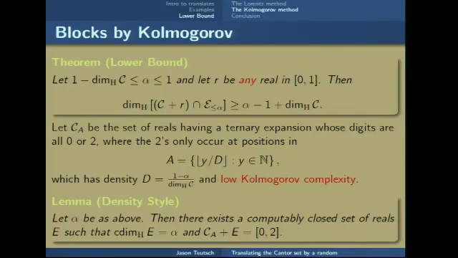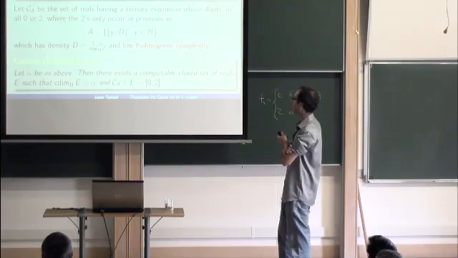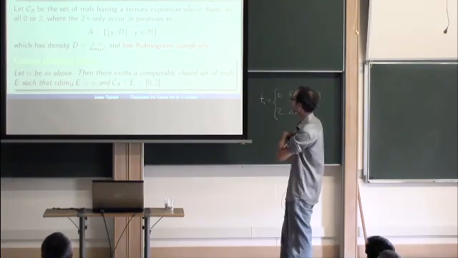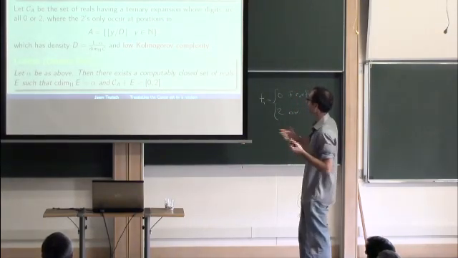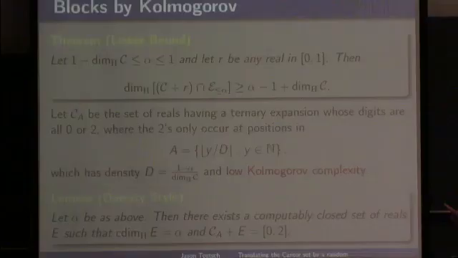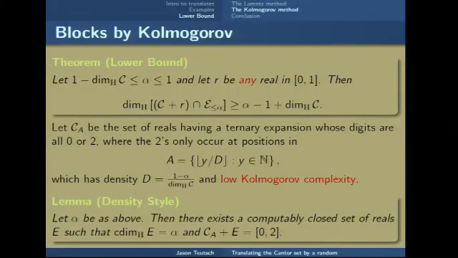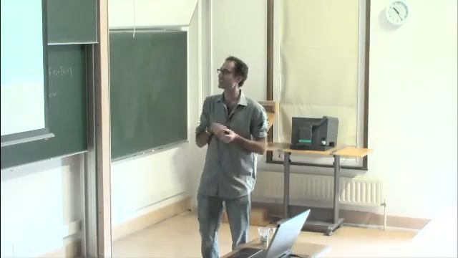Now I want to show a little bit how Kolmogorov complexity comes into the picture here. This is by achieving the lower bound. Let R be any real, not necessarily Martin-Löf random. Then you can show that the Hausdorff dimension of the points with constructive dimension less than alpha in the translated Cantor set is at least alpha minus 1 plus the dimension of the Cantor set, log 2 over log 3.